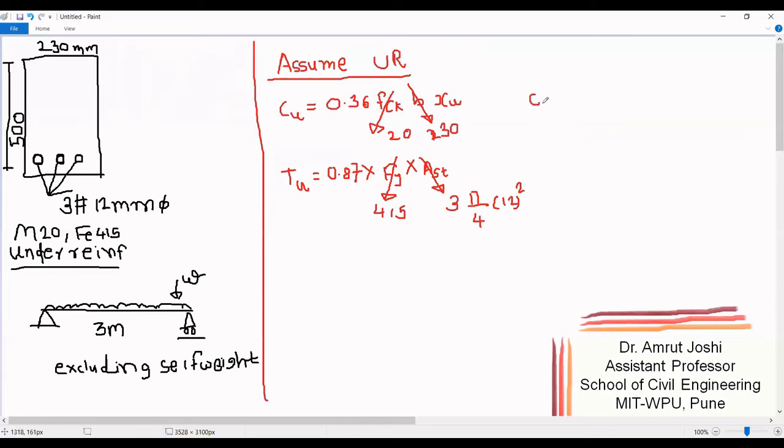And we know that Cu has to be equal to Tu for equilibrium. So just observe these two equations. If I equate Cu equal to Tu, the only unknown in the equation is xu. So I will be able to get position of neutral axis at failure. So let me calculate. So that gives me xu is equal to 74 mm.